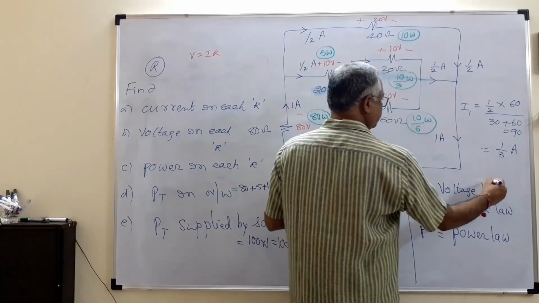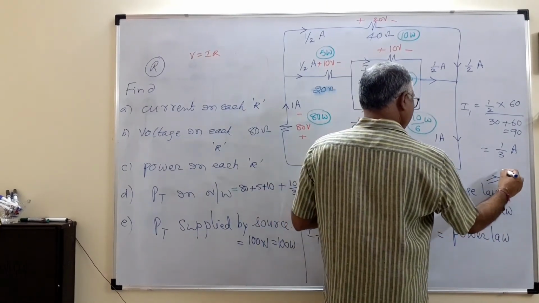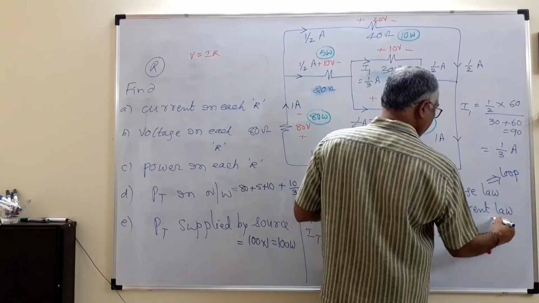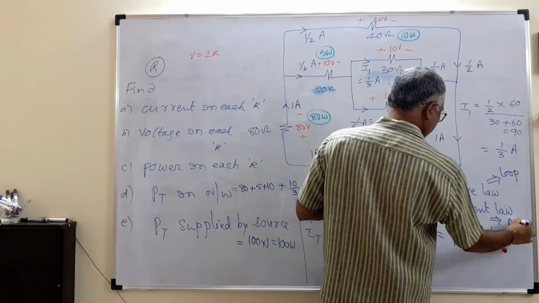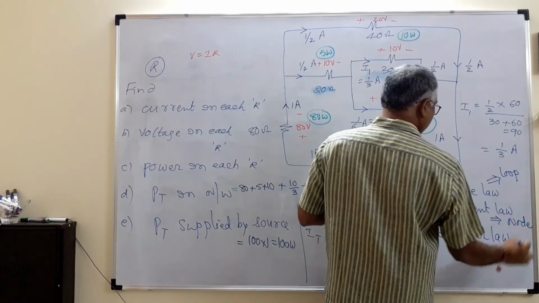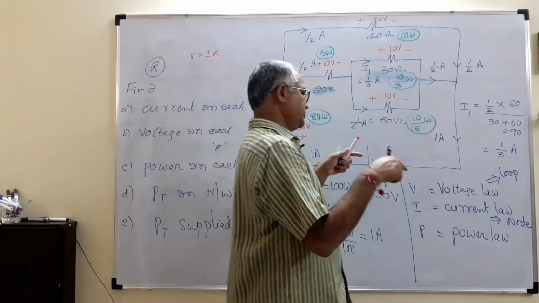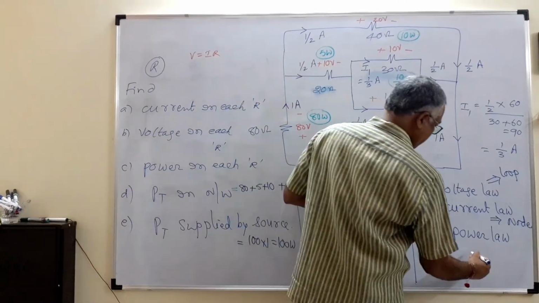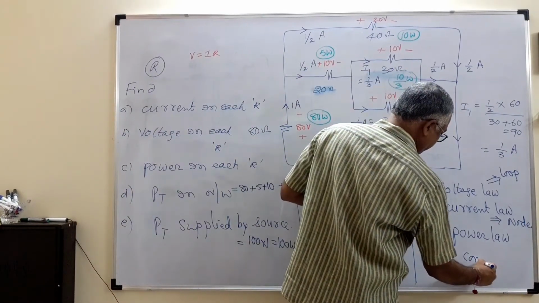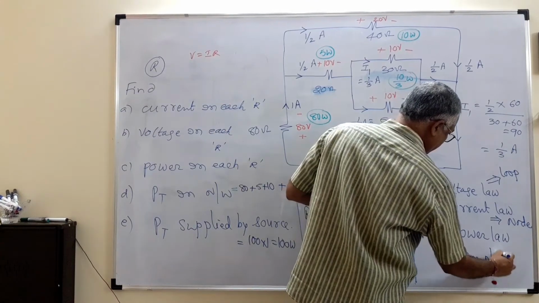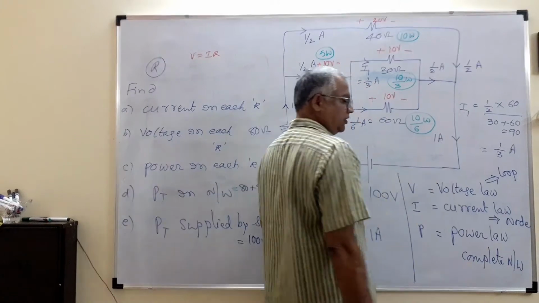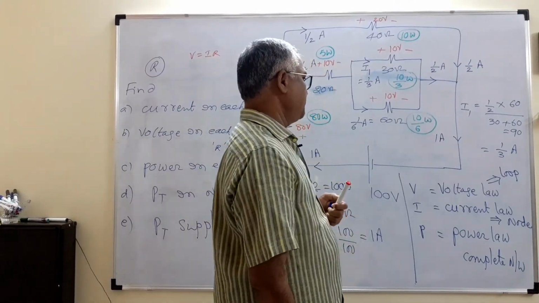Where do we apply the voltage law? Loop. Where do we apply the current law? Node. Node means where all elements are joined, all elements are connected. That's a junction point, a node. Power law, complete network. Only on the entire network do we apply the power law.